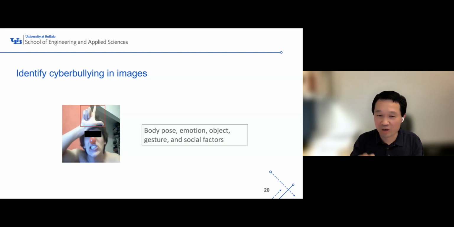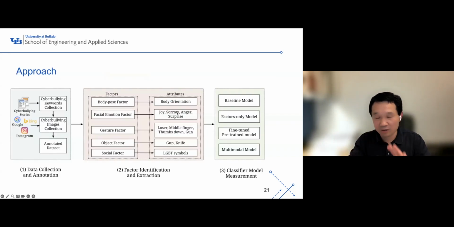We can see this is related to body pose, emotion, objects, gestures, and even some social factors. If we use a traditional approach, we have done some experiments, and the traditional image detection approach cannot identify those bully images.